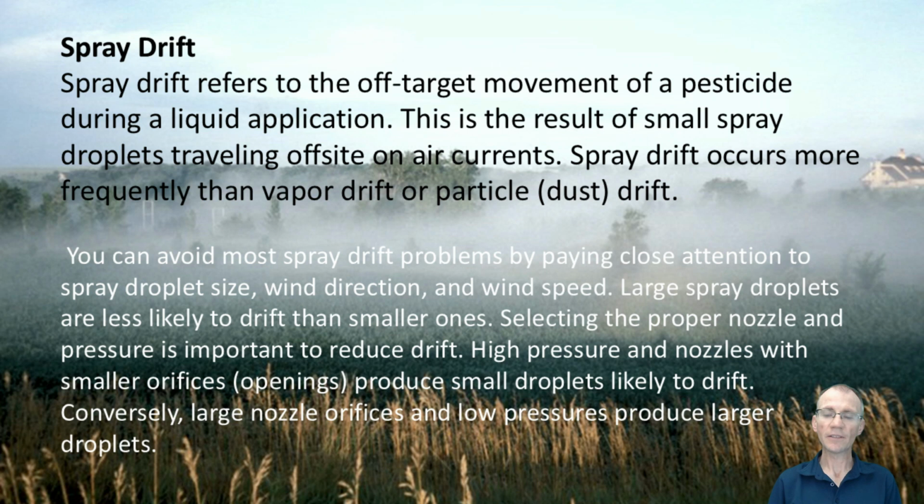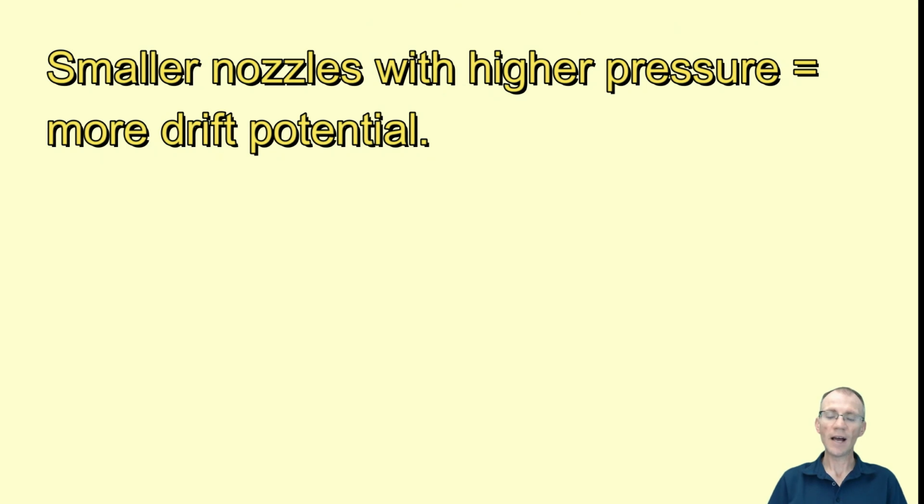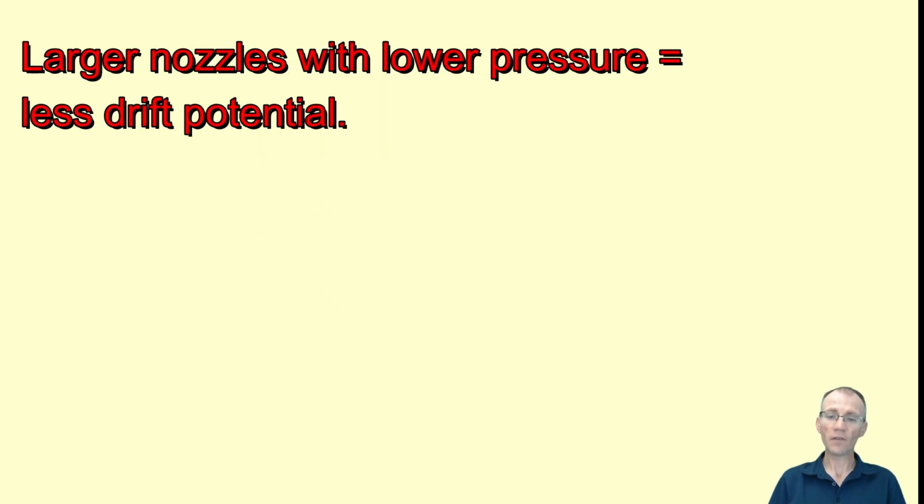So when we talk about spray droplet sizes, just remember your nozzle is a big part of it. If you've got a smaller nozzle with higher pressure, you're going to get smaller spray droplets that are more likely to drift. Now conversely, as we talked about here, you get a larger nozzle with a bigger opening and even lower pressures, you're definitely going to have larger droplets. And as you can imagine, those larger droplets are going to be heavier. So with the wind, there's less chance it's going to drift.